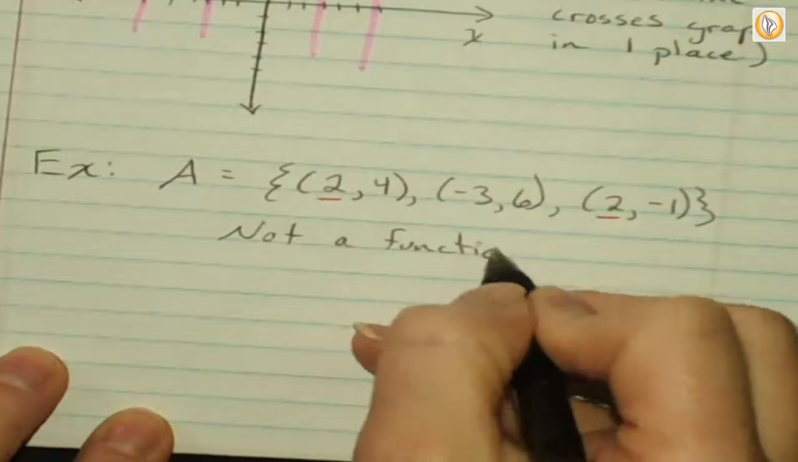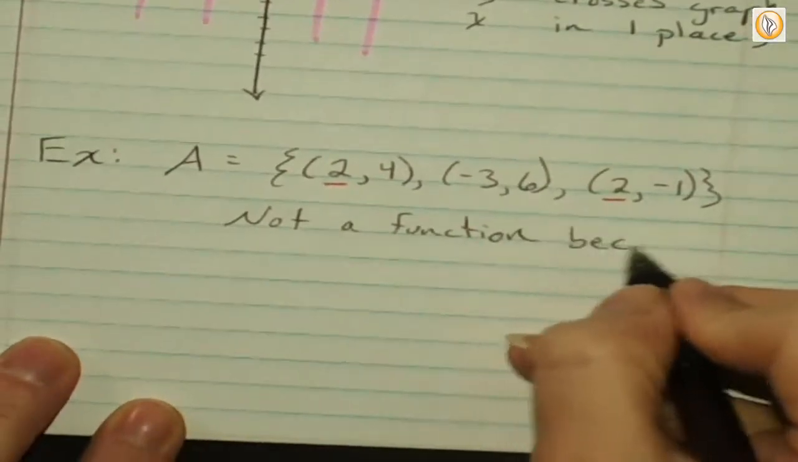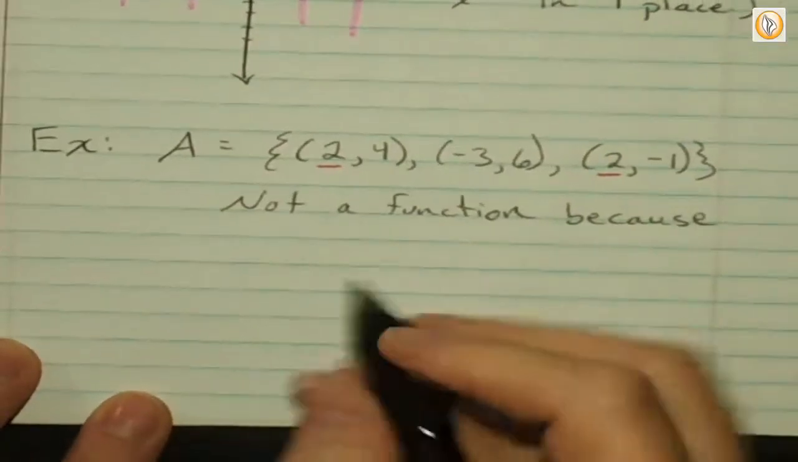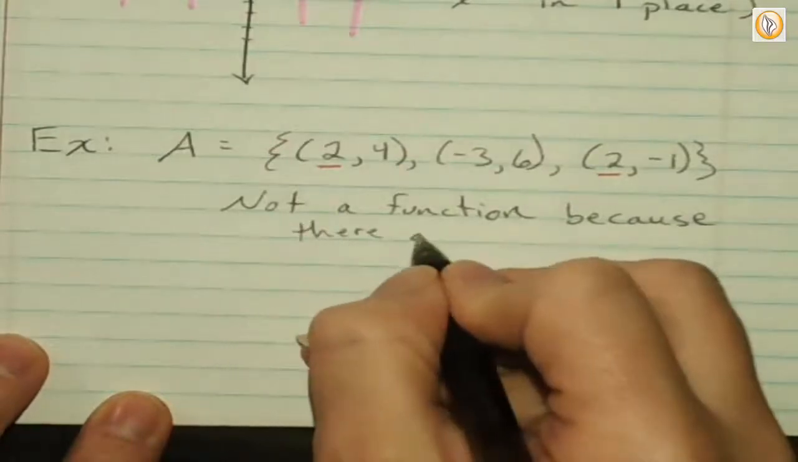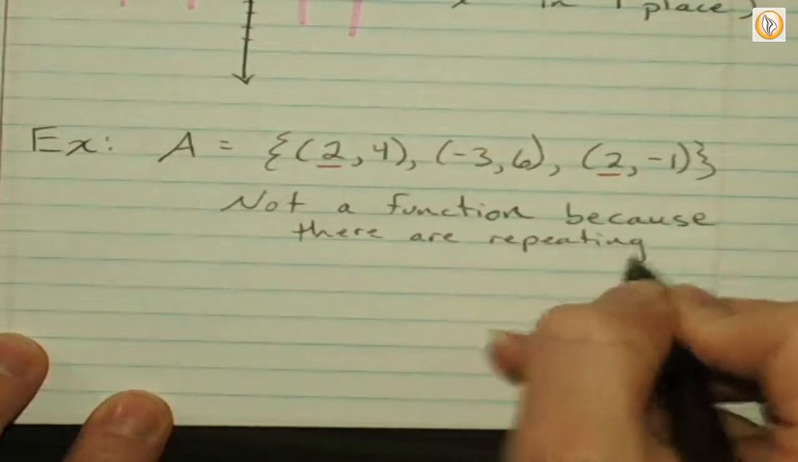I don't care if you understand this, you're writing this down because it's jogging your memory. During the holidays, you have to write more. Your brain is mush. Not a function because there are repeating X's.